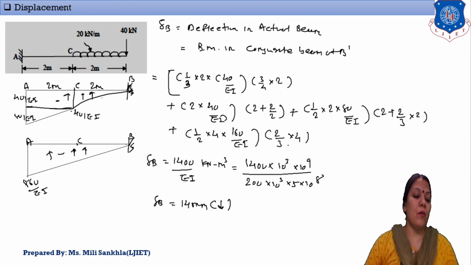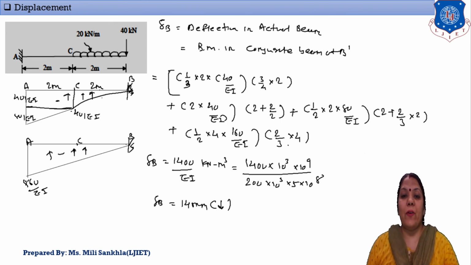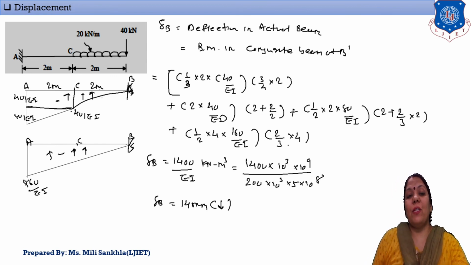Okay, here we solved the example of this cantilever beam with the conjugate beam method. In the next session we solve another example. Okay, just now we stop here.